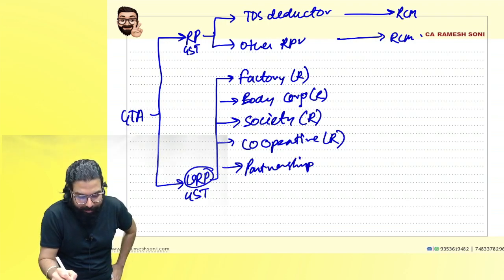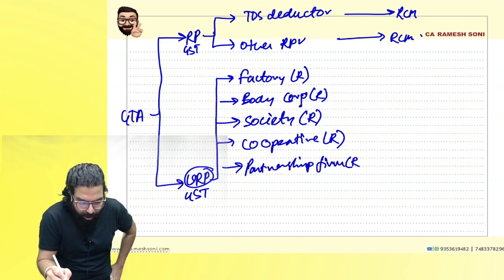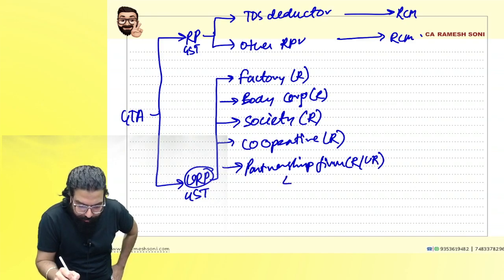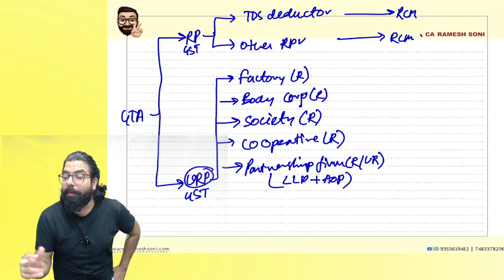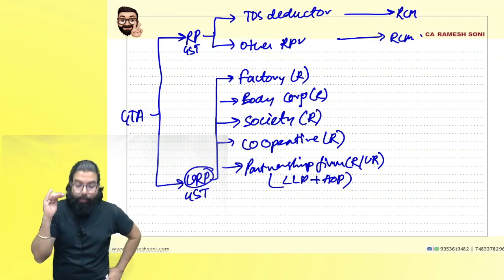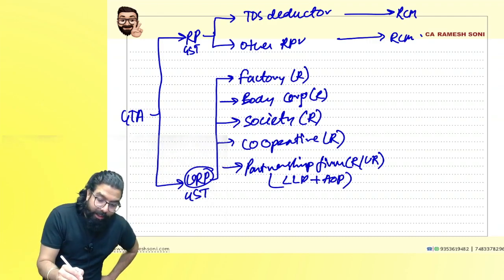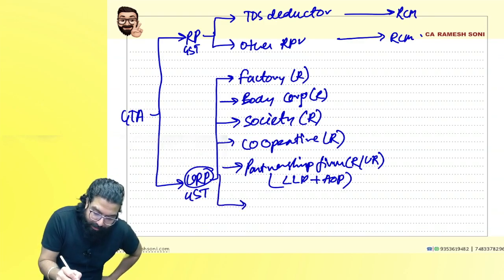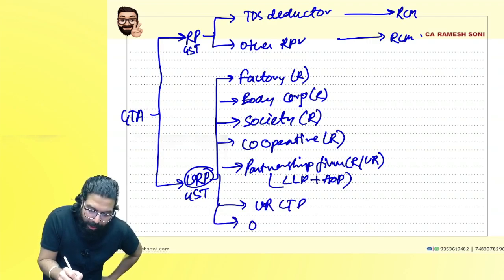Partnership firm. Everyone listen to me very carefully. Partnership firm, registered or unregistered, includes LLP plus AOP. People who have not revised the earlier chapter, kindly revise. Can I go ahead, everyone? Now, these people, plus if you are an unregistered person: a casual taxable person or other unregistered person.